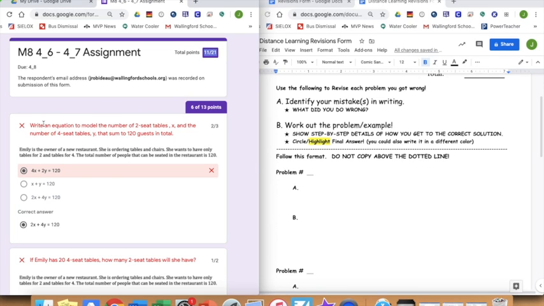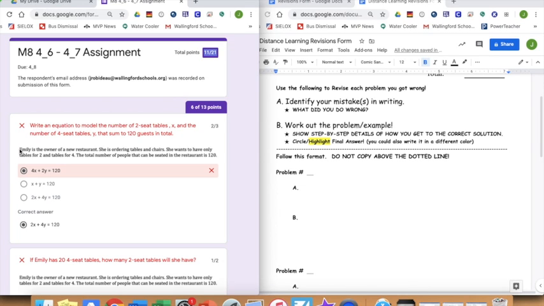So write an equation to model the number of 2 seat tables, x, and the number of 4 seat tables, y, that sum to 120 guests in total. So Math 8 was doing their systems of equations unit, and they were sort of wrapping it up. So we had Emily is the owner of a new restaurant. She's ordering tables and chairs. She wants to have only tables for 2 and tables for 4. The total number of people that can be seated in the restaurant is 120.